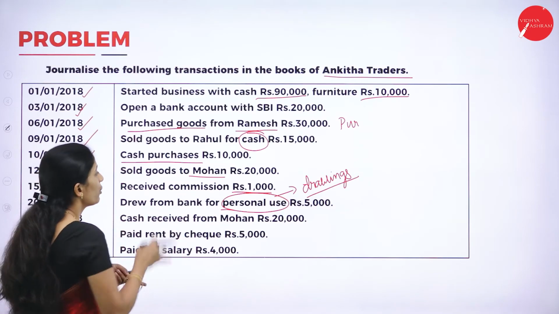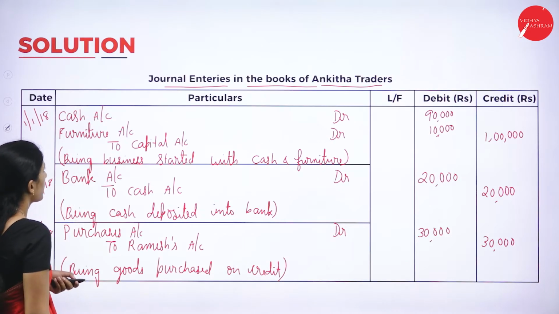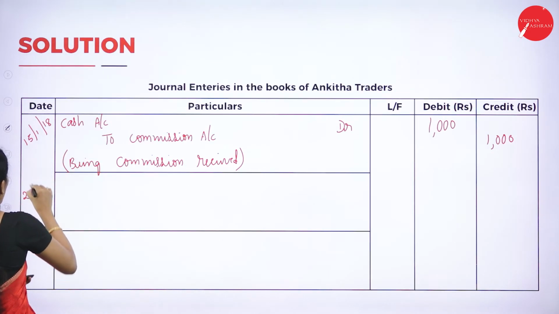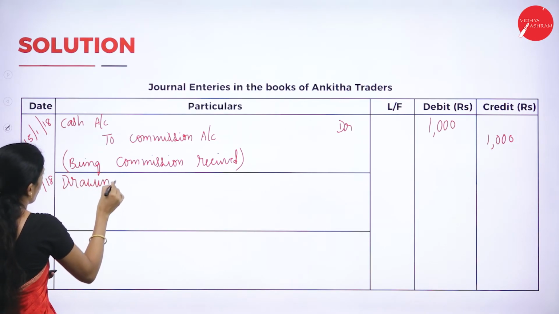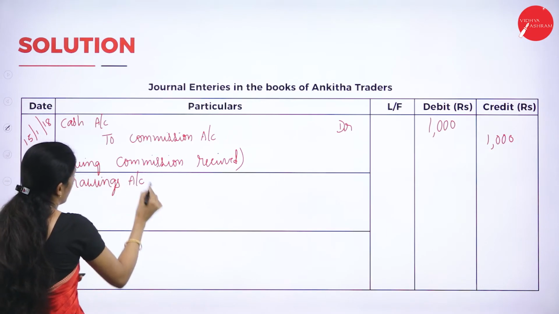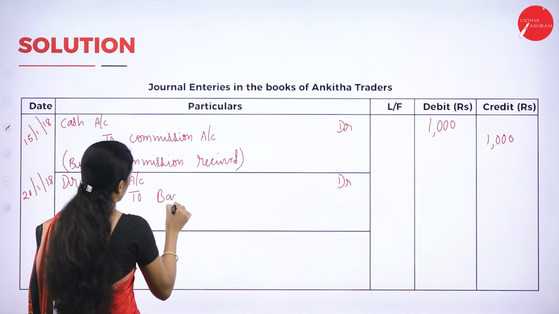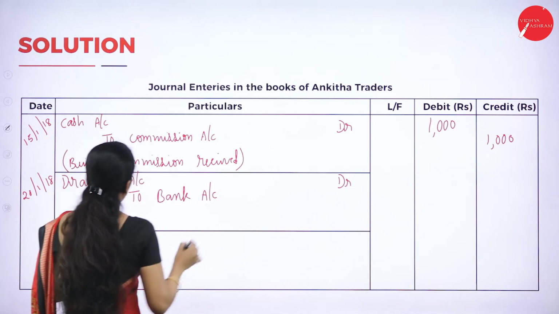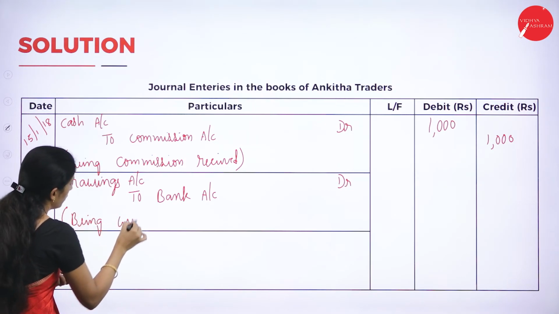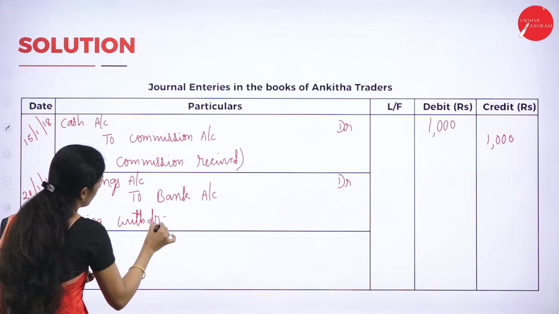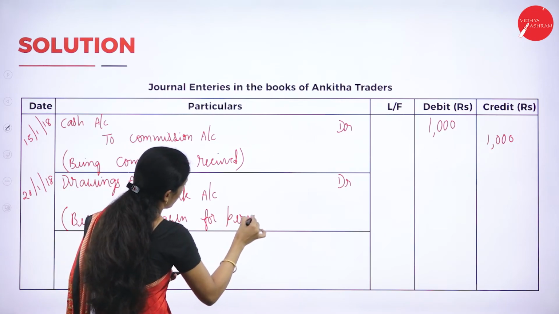Now he has withdrawn from the bank for personal use. So what is the entry? Drawings account debit to bank account, that is 5,000. And the date is 20/1/2018. Your entry will be drawings account debit to bank account. Write the narration: being withdrawn for personal use.